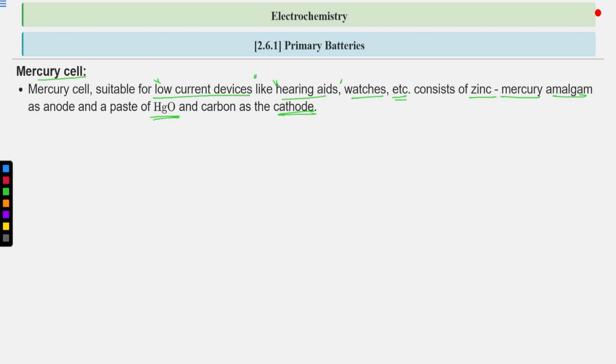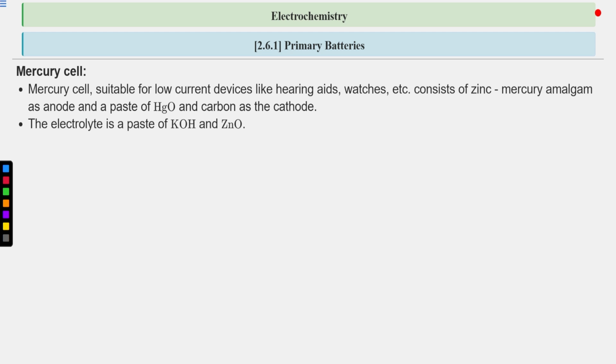In those devices we use the mercury cell, like hearing aids. Hearing aids are for a person who is not able to hear naturally. They use a machine known as a hearing aid, which helps them to receive the sound signals, and they can then hear through that hearing aid. So in the hearing aids, the mercury cell is used. In watches, again, mercury cell is used, consisting of zinc mercury amalgam as anode, and a paste of mercury oxide and carbon as cathode.